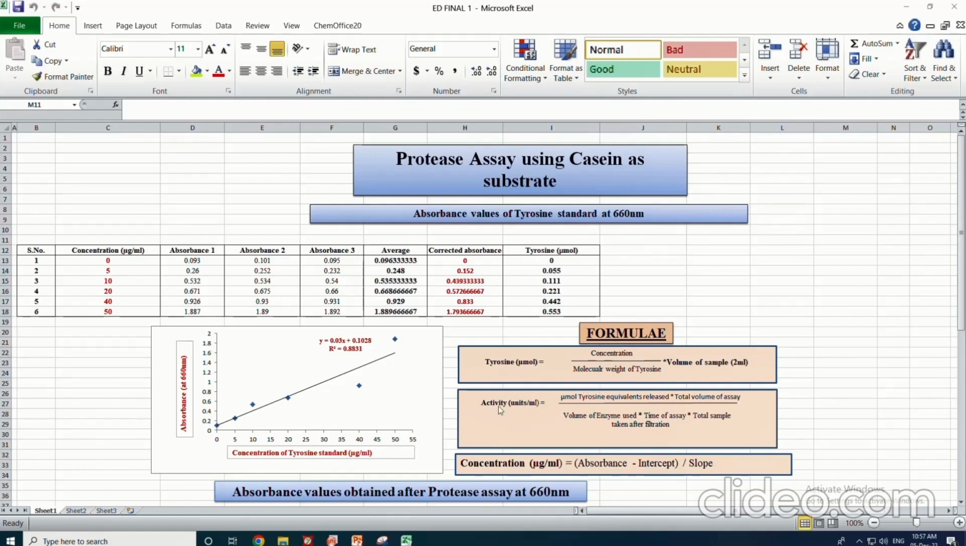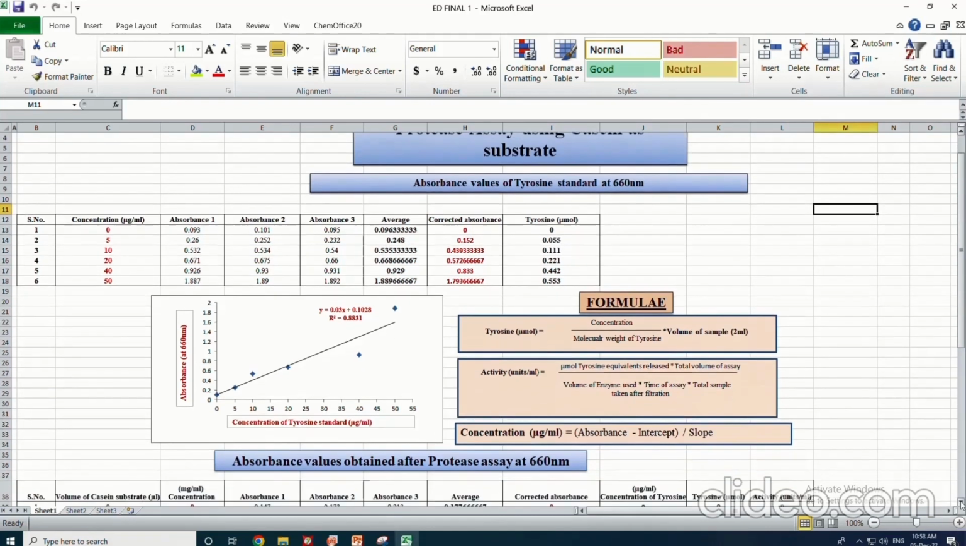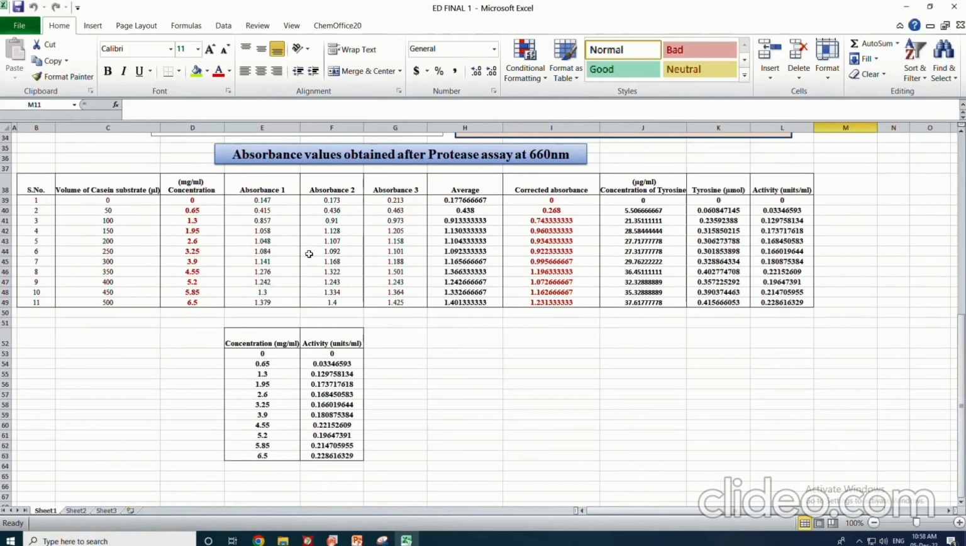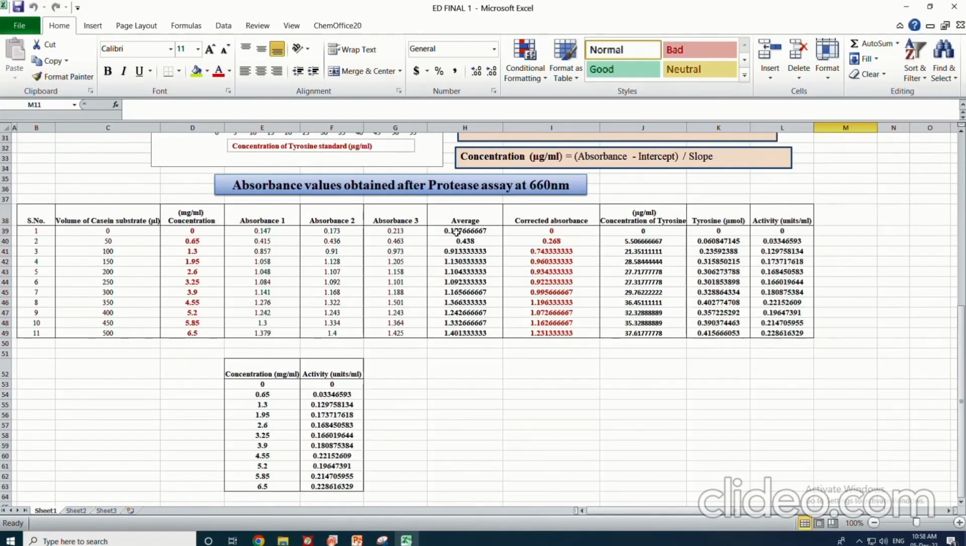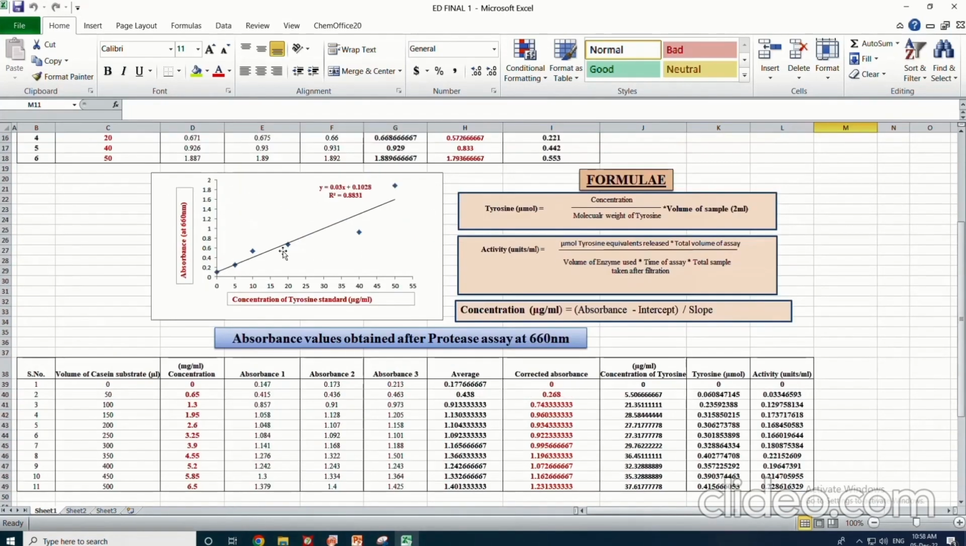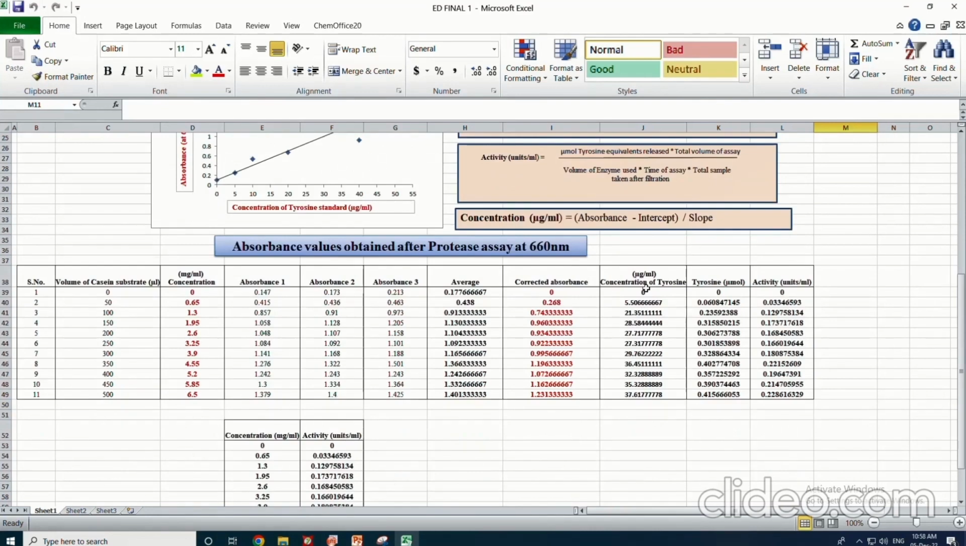Now coming to our main experiment, that is the protease assay between casein and trypsin. Here we have taken casein as substrate and trypsin as our protease. After the completion of the reaction, tyrosine is liberated from the substrate casein. To determine the concentration of liberated tyrosine, we have taken absorbance values in triplicates for the reaction mixture and calculated the corresponding concentration using the standard curve plotted before. The amount of tyrosine is calculated in terms of micromoles.